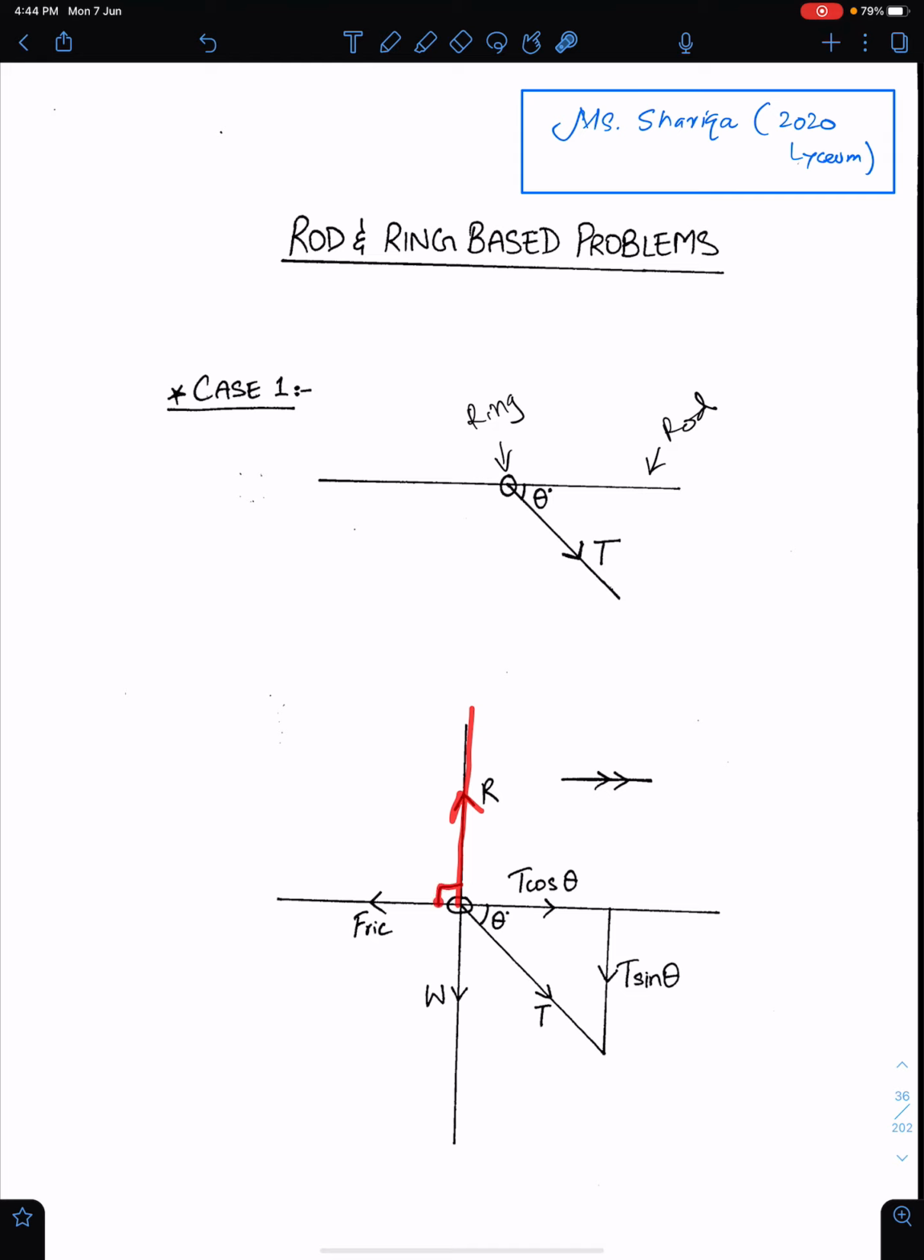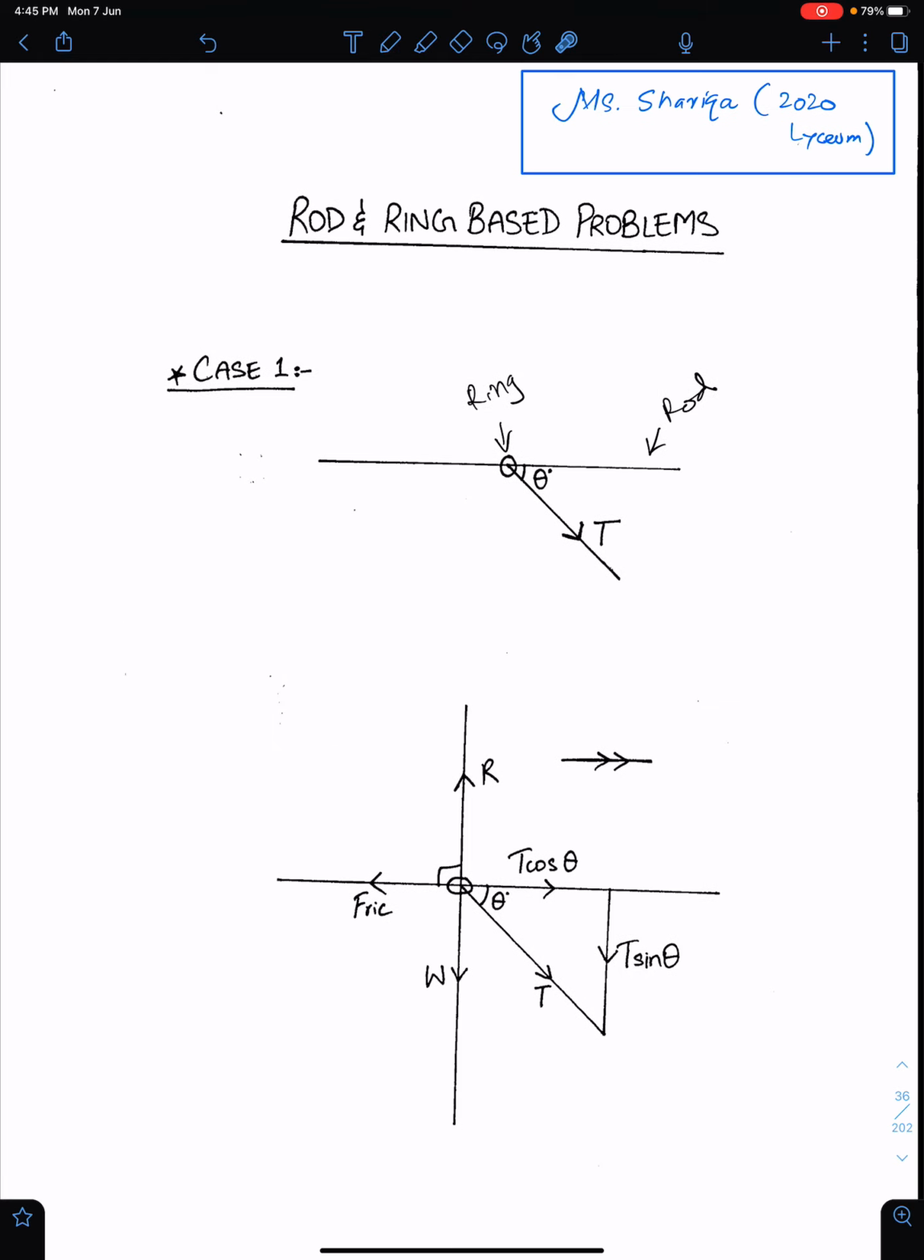Normal reaction always makes 90 with the rod. This is the weight of the ring. This is the frictional force because this ring is moving along the rod in this direction. So you just need to resolve forces in this way. T cos theta is greater than friction. And R is equal to W plus T sine theta because there is no motion perpendicular to this rod.